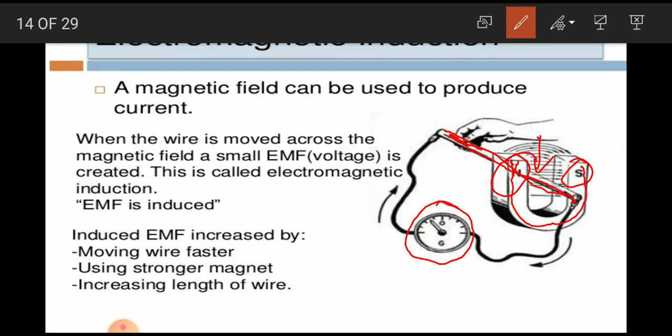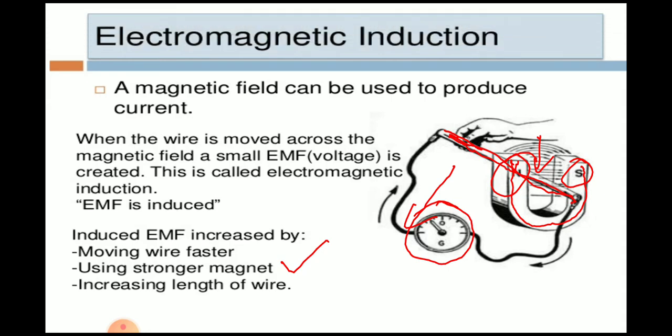If you give movement to the coil faster, there will be more change of flux, so more EMF will be produced. By using a strong magnetic field, the change of flux will be greater. When the change of flux is more, more induced EMF is produced. Increasing the length of the wire also causes greater EMF.